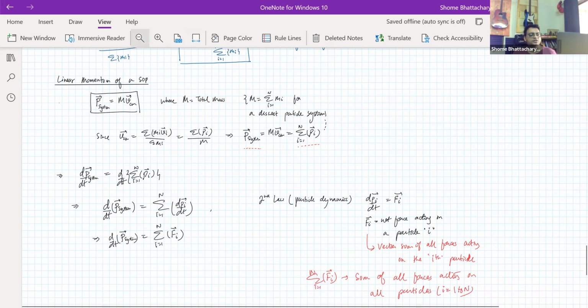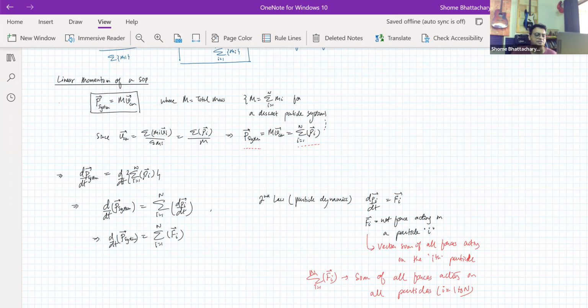So when we do that summation, you notice that on any particular particle, two types of forces can act, internal and external. Internal forces are those acting within the system. That means one particle is applying some force on the other, and the other is applying an equal and opposite force on the first. So those internal forces will always be present in action-reaction pairs, and they will cancel off.